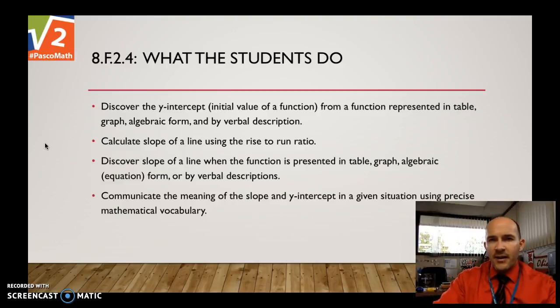Calculate the slope of the line using the rise to run ratio. They should also be able to discover slope of a line when the function is presented in a table, graph, algebraic form, or verbal descriptions. And then also communicate the meaning of the slope in the y-intercept in given situations using that precise math vocabulary.